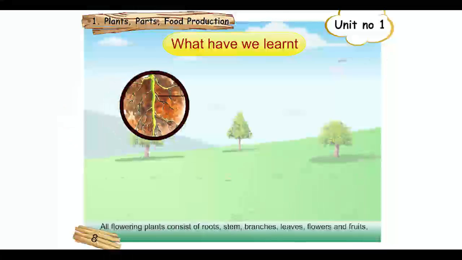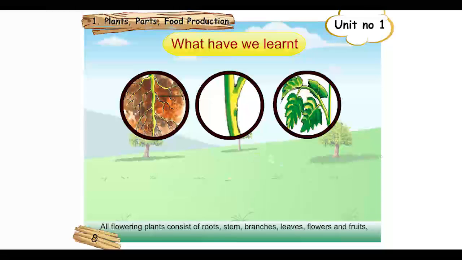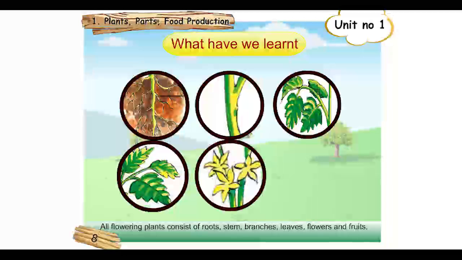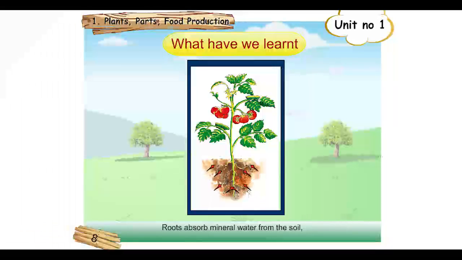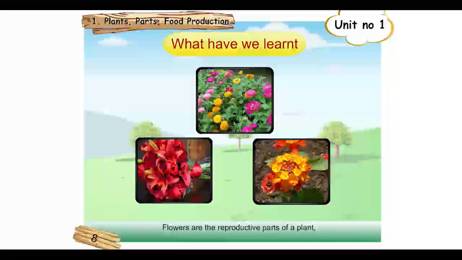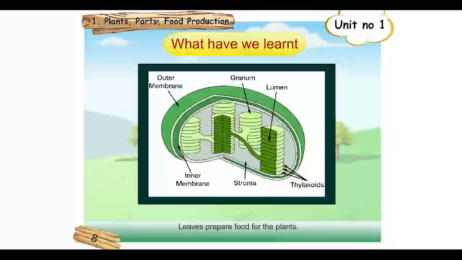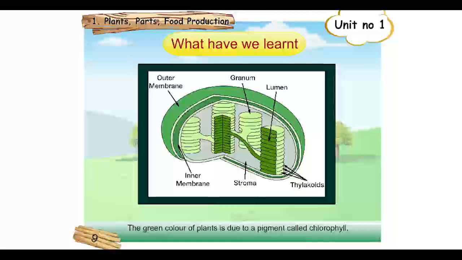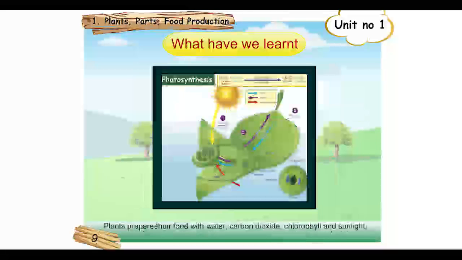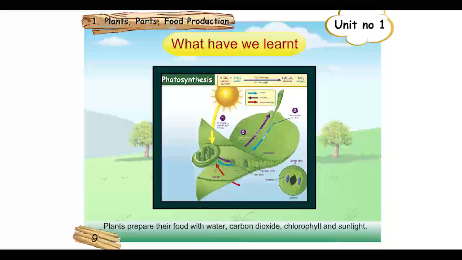What have we learned? All flowering plants consist of roots, stem, branches, leaves, flowers and fruits. Roots absorb mineral water from the soil. Flowers are the reproductive parts of a plant. Leaves prepare food for the plants. The green color of plants is due to a pigment called chlorophyll. Plants prepare their food with water, carbon dioxide, chlorophyll and sunlight.